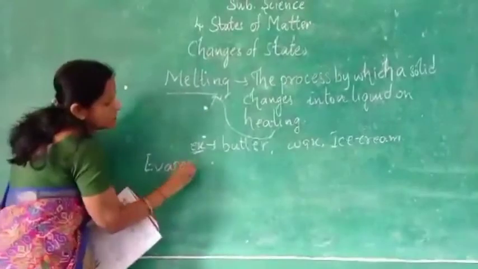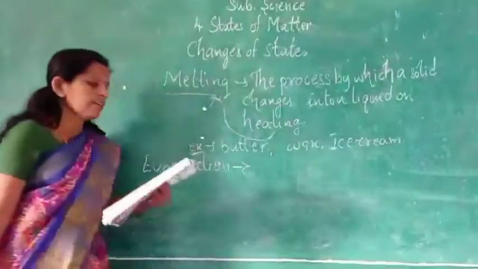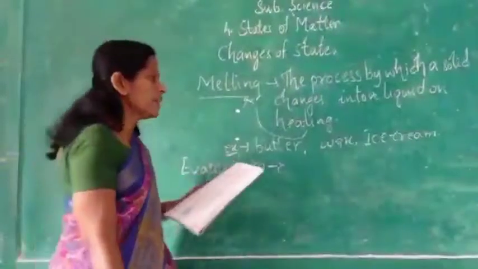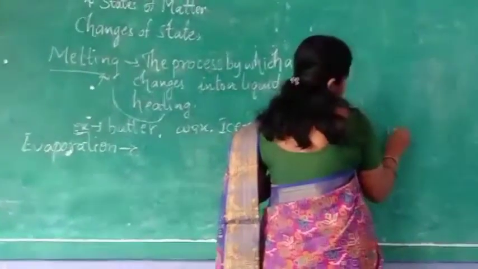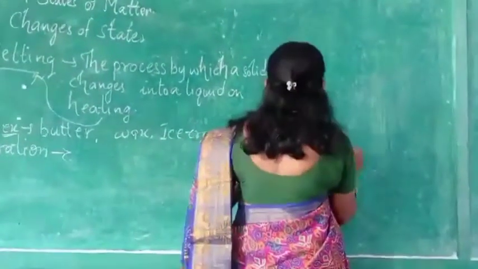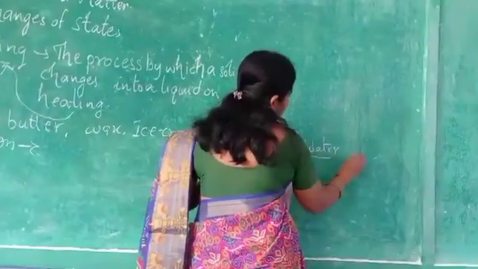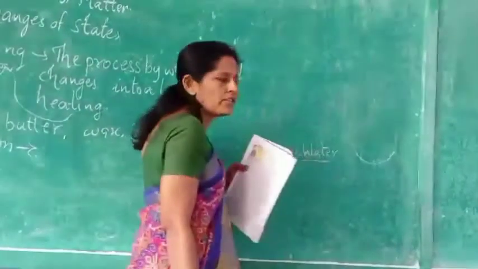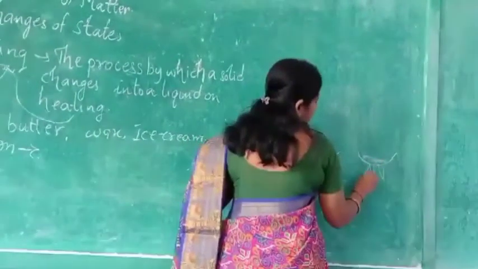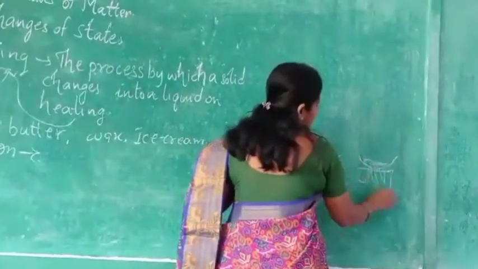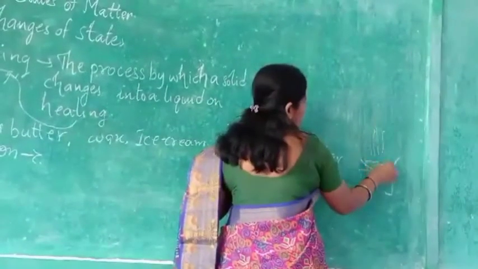Today's topic is evaporation. What is evaporation? When a liquid is heated, for example we take water in a bowl and heat it, what will happen? The water is boiling and gas is coming out.